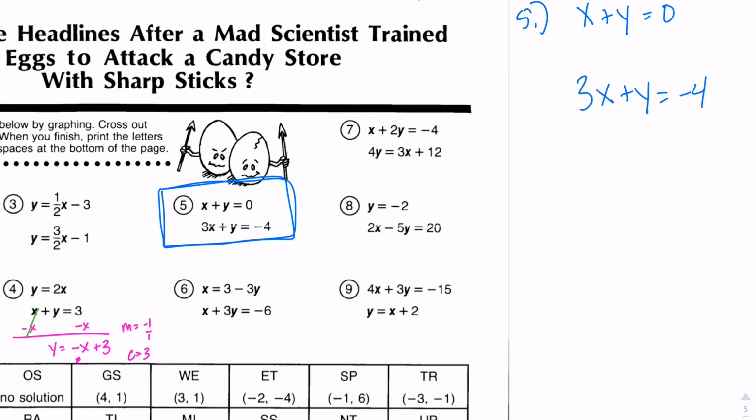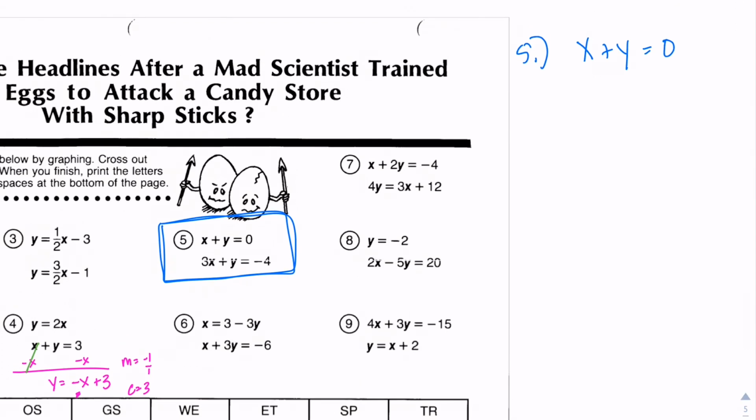Oops, and you know what? I'm sorry, I changed my mind a little bit. I like them next to each other. For me, it just works a lot better. So I'm going to squeeze this in a little bit. So 5 is x plus y equals 0, and 3x plus y equals -4.